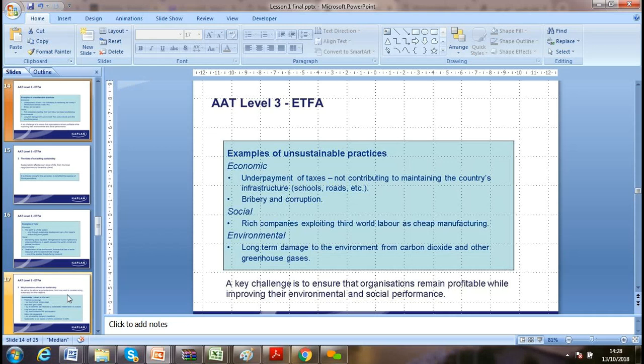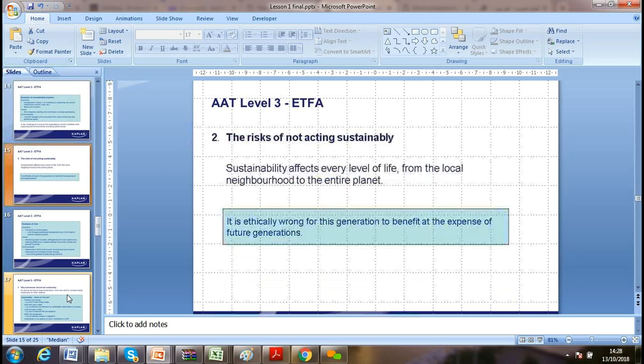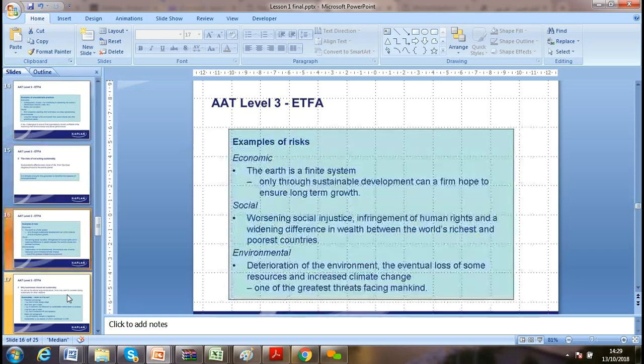Economics: underpayment, taxes, unsustainable practices. These are rich companies exploiting third world labor, causing cheaper long-term environmental damage. We're not supposed to be like that, and that's not corporate responsibility. The risk of not acting sustainably: Earth is a finite system. Only through sustainable development can we ensure long-term growth.